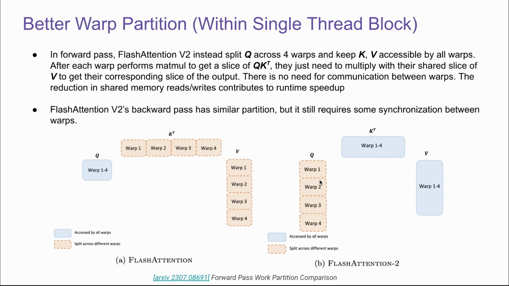FlashAttention V2 instead splits queries across 4 warps and keeps keys and values accessible by all warps. After each warp performs matrix multiplication to get a slice of QK^T, they just need to multiply with their shared slice of V to get their corresponding slice of the output. There's no need for communication between warps. The reduction in shared memory reads-writes contributes to runtime speedup. FlashAttention V2's backward pass has a similar partition, but it still requires some synchronization between warps. The synchronization we already have gone through in previous slides.